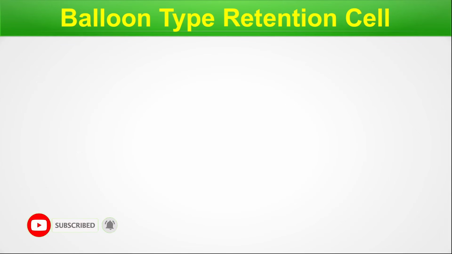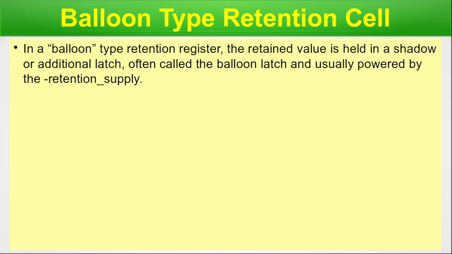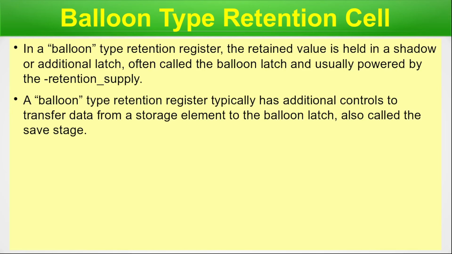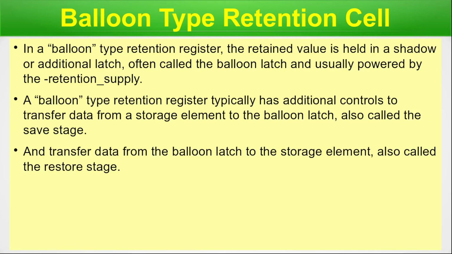Balloon type retention cell. In a balloon type retention register, the retained value is held in a shadow or additional latch, often called the balloon latch and usually powered by the retention supply. This retention supply keyword is from the CPF or UPF. A balloon type retention register typically has additional controls to transfer data from a storage element into the balloon latch, also known as the save stage, and to transfer data from the balloon latch to the storage element, also called the restore stage.